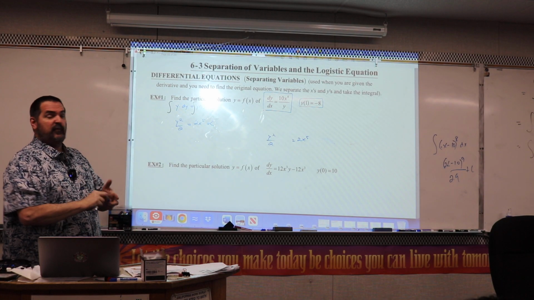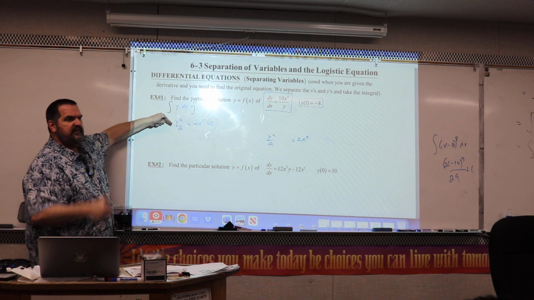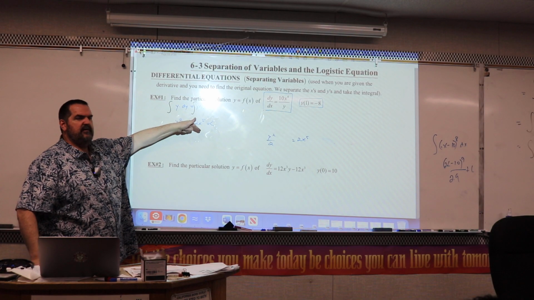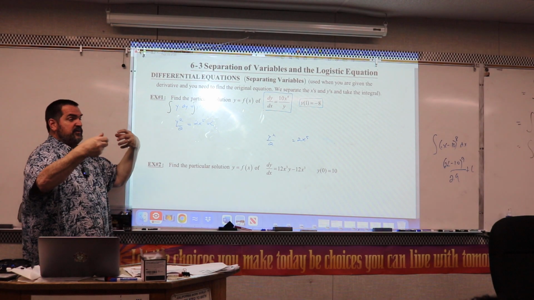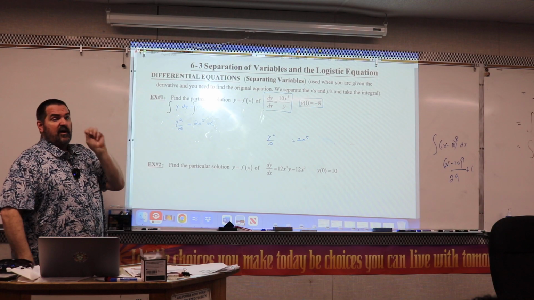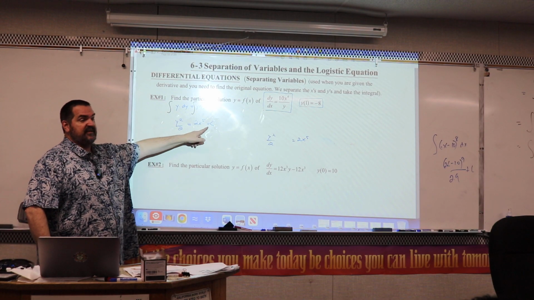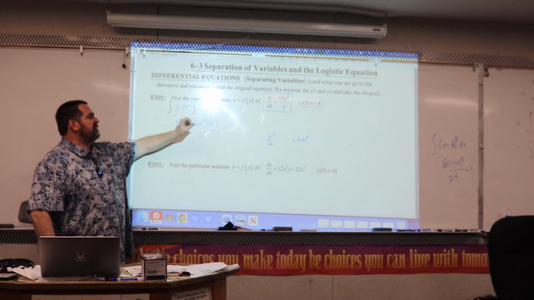What were the second and third points? When you took an integral of this side, a point. Integral of this side, a point. Separation was the first point, so we've earned 3 points. All right, here's your last 2 points. You must find c, and you must be able to solve for y.